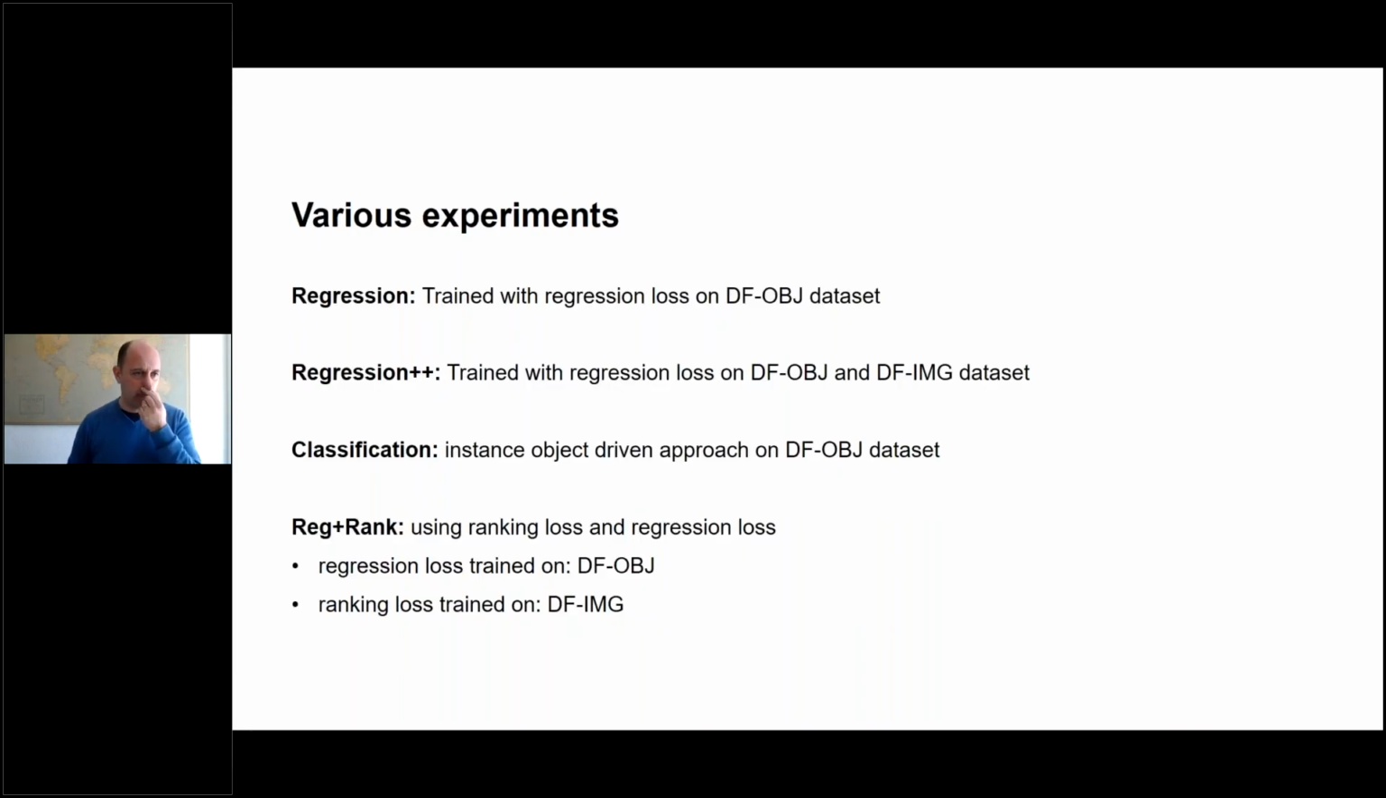As I said, we ran 4 experiments. The first one we call regression, trained with regression loss on the DF object dataset. Regression plus, we train with the 2 datasets. We have the classification approach, and then we have, as I mentioned, the combination between regression and ranking.